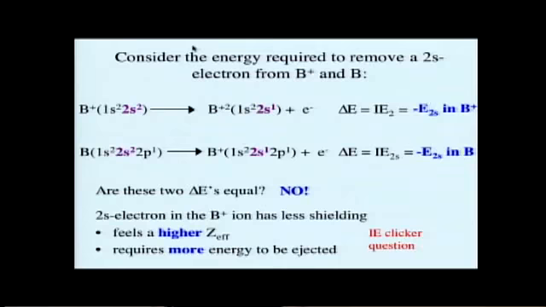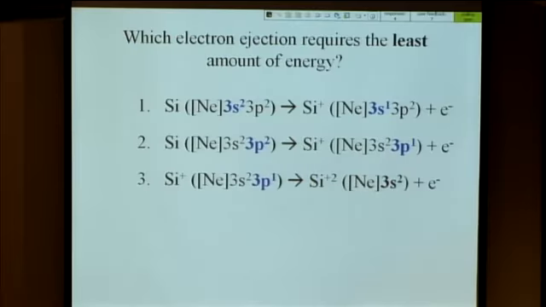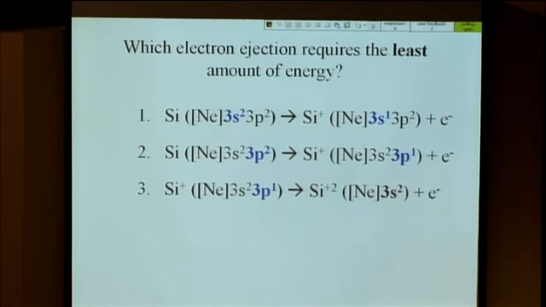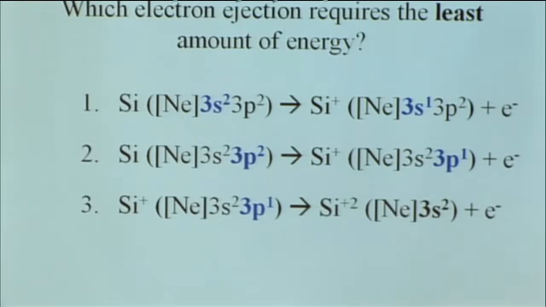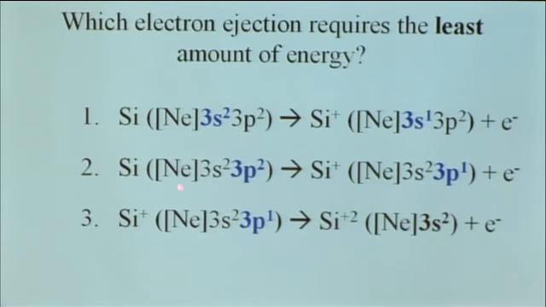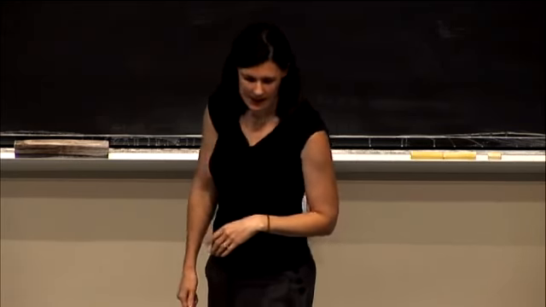So let's make sure everyone has this down. Let's do another clicker question here. In this case, we're going to look at silicon, and if you can point out to me which requires the least amount of energy, so which has the smallest energy that you have to put in to eject this electron. Will it be if you take a 3s electron from neutral silicon, if you take a 3p electron from the neutral atom, or if you take a 3p from the ion? You should be able to know this pretty quickly, so let's just take 10 seconds here.